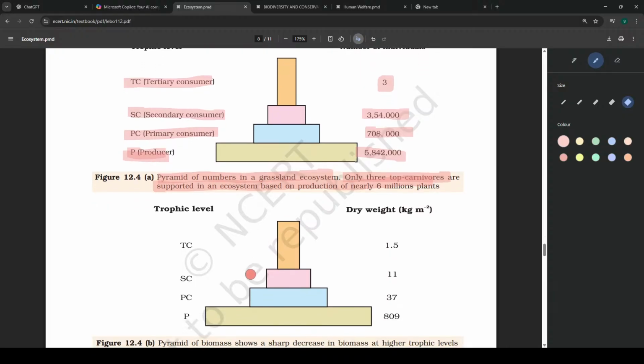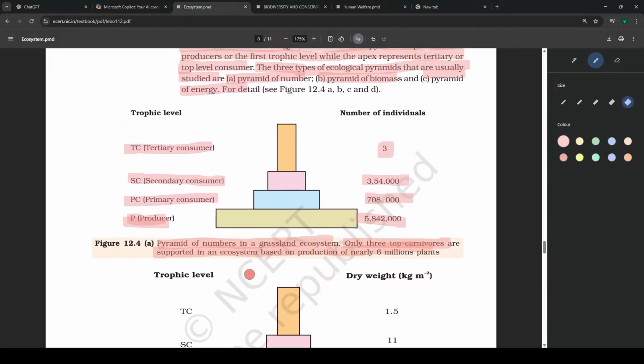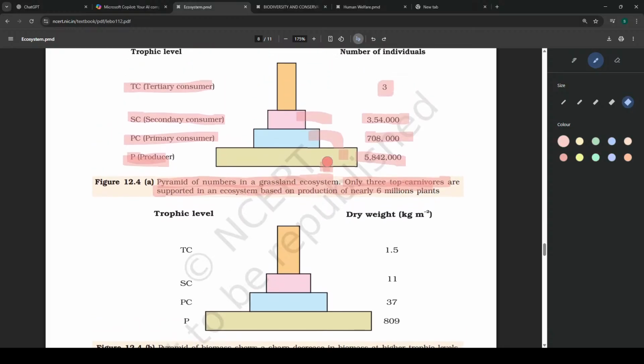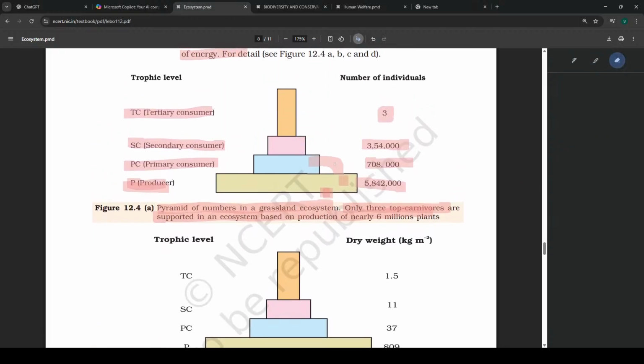Okay, this shows how much of the energy produced is lost. Producers' energy is lost, primary consumers' energy is lost, secondary consumers' energy is lost. Much of the energy is utilized by these organisms, and only the remaining part is left for our tertiary consumers.